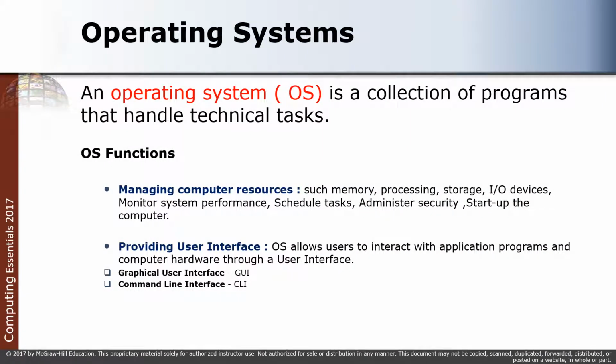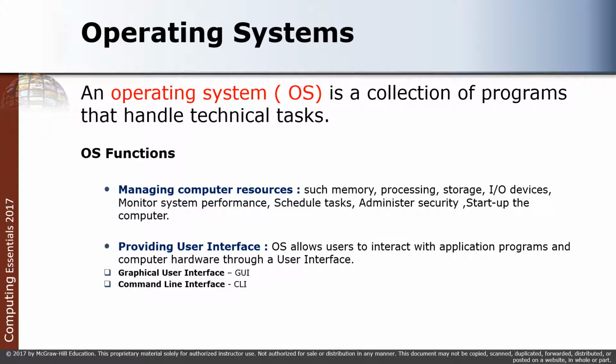Here we can see the various functions of operating system. As the name indicates, operating system helps us to operate the computer system. The first function, as shown here, is managing computer resources. So we as users, we don't interact directly with the computer resources, for example, memory, I/O device, processing, storage, and so on. But the operating system helps us to manage these resources.